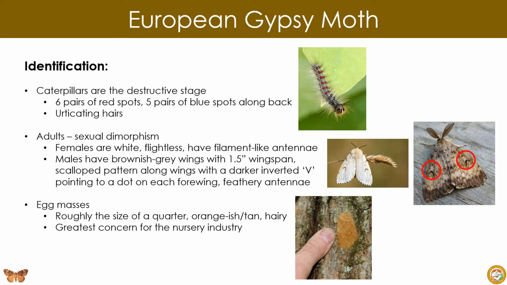The egg masses are the life stage of greatest concern to the nursery industry, not due to plant damage, but due to the ability to regulate material free from the pest. The egg masses are roughly the size of a quarter and orangish tan and hairy. Females tend to lay their eggs in sheltered places, such as on the underside of a tree limb or in tree bark furrows, although they will lay their eggs on any surface they can reach. Do recall the females cannot fly.